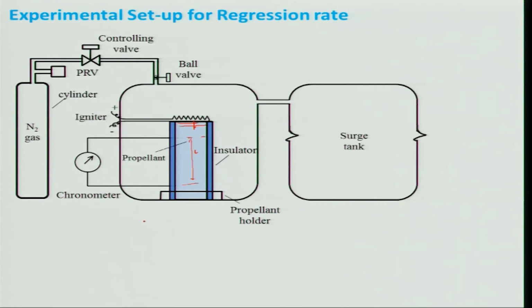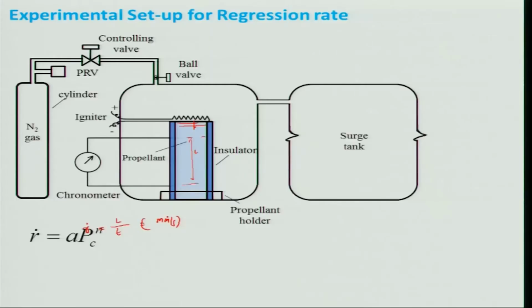It will give the length. If I know this length and if I know the time, I can get the burning rate, which will be in mm per second. So in this way we can estimate, we can determine the regression rate of the burner.